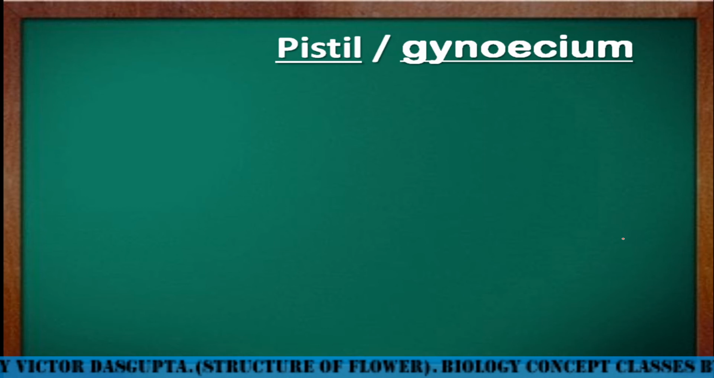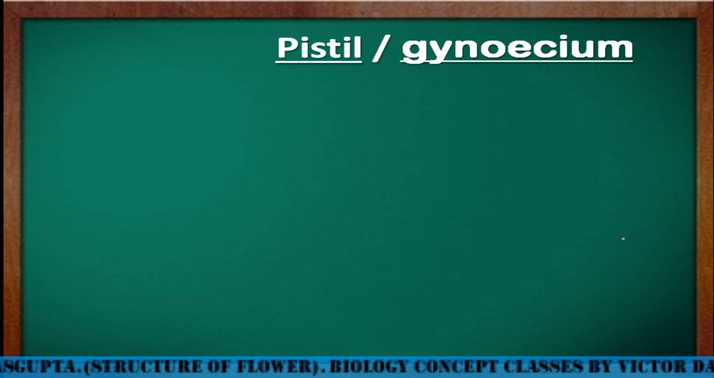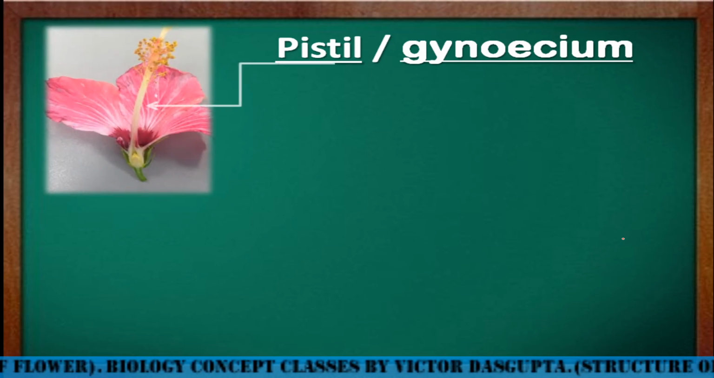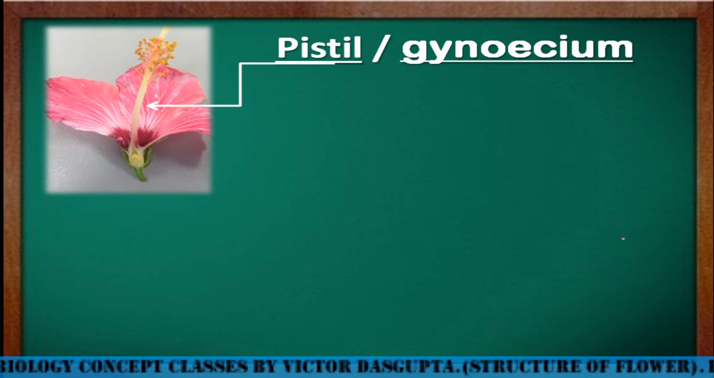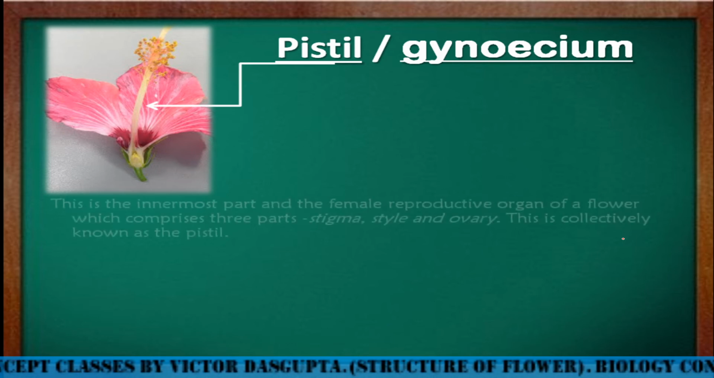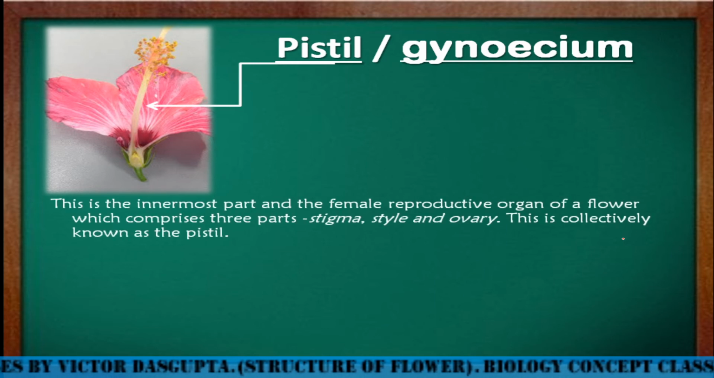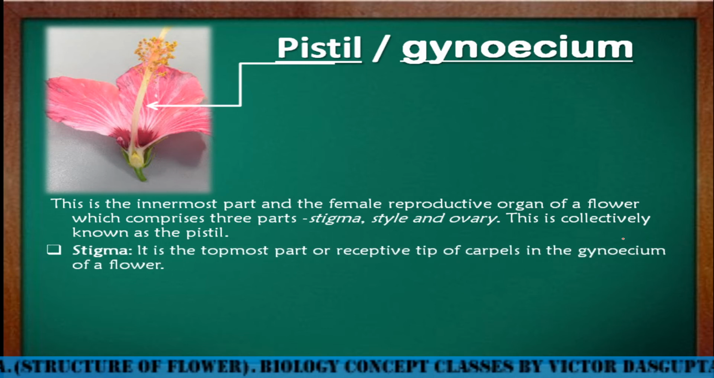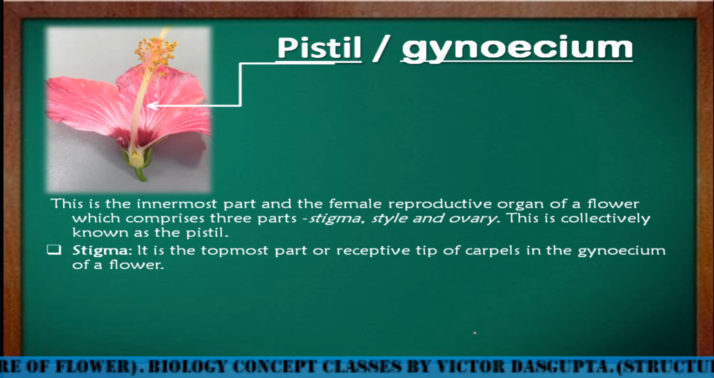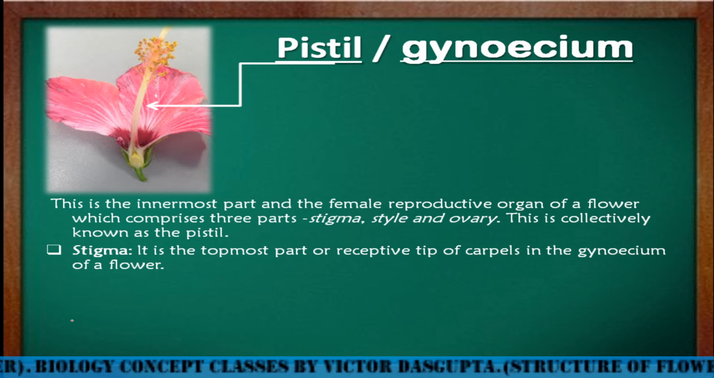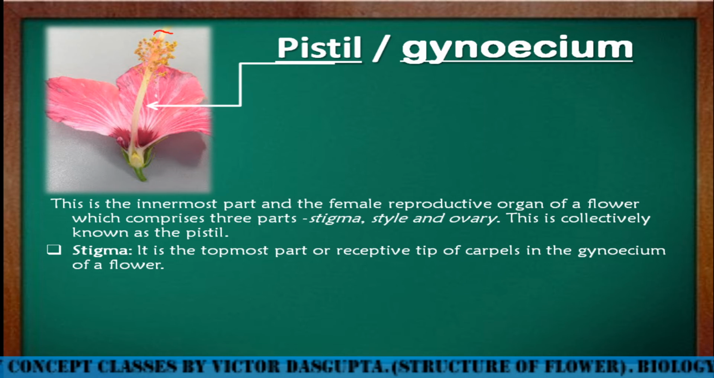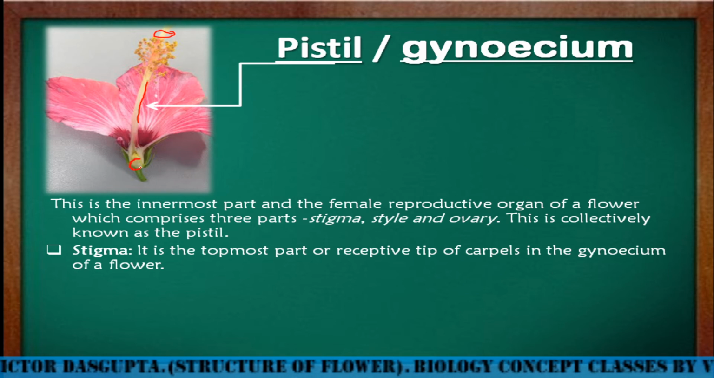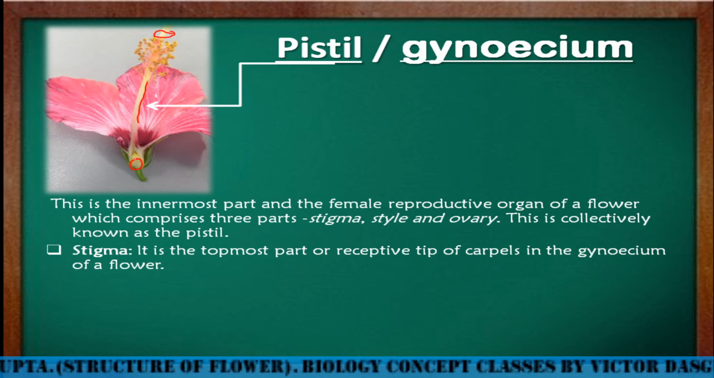Next, we will proceed to the pistil, the female reproductive part, or gynoecium. Here you can see again the hibiscus plant. This stick is called the gynoecium or pistil, having three parts: stigma, style, ovary, mentioned here in italics, collectively known as pistil. Here the topmost part is the stigma. This tube is the style, and inside that at the base you can see the ovary.